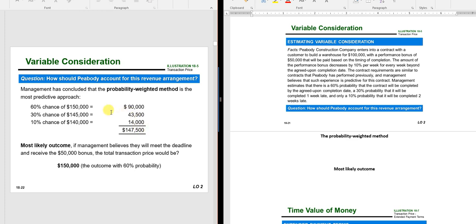Okay, so notice it's kind of a weighted average of all these. Now, granted, I'm not going to ever receive $147,500. So when I actually get my cash, you're going to see we're going to have to make some adjustments for the fact that I either got $150,000, $145,000, or $140,000. Never will I get $147,500. So I'm going to have to adjust it when I actually get paid. Okay. The most likely outcome, I would just simply record the $150,000 because it is the highest probability.